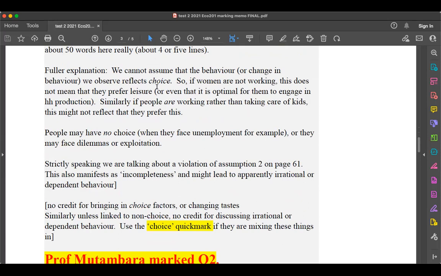So if women are not working, this does not mean that they prefer leisure. Either they prefer leisure, or it is optimal for them to engage in household production. In the case of single mothers, they have to take care of their children. They have to make certain sacrifices to ensure that their children are better off.